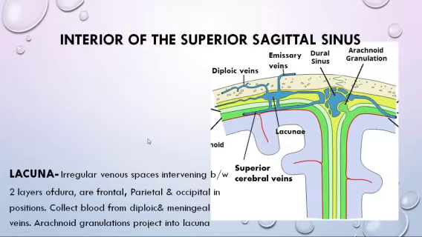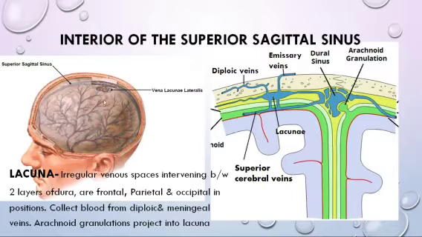So what are lacunae? They are irregular venous spaces intervening between the two layers of dura. They are mainly in three positions: frontal, parietal, and occipital. They mainly collect blood from the diploic and meningeal veins, and even from emissary veins. But the superior cerebral veins drain only into the superior sagittal sinus, not into the lacunae. So the lacunae receive diploic veins, emissary veins, and meningeal veins. Sometimes the arachnoid granulations project into the lacunae. So, clear about the interior of the superior sagittal sinus?